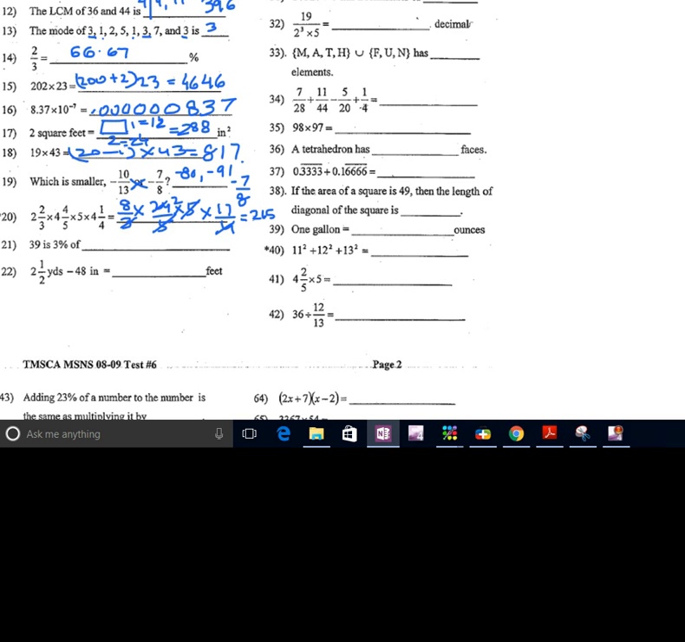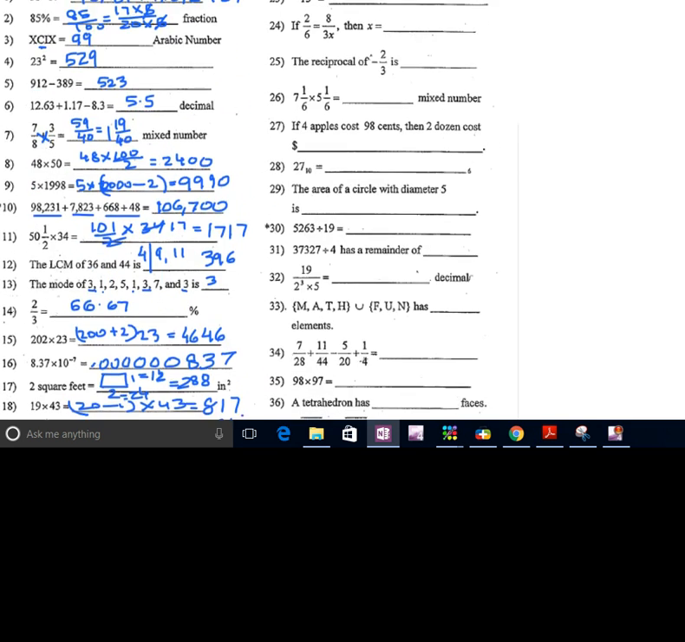39 is 3% of what? So basically this is nothing but 39 is equal to 3 by 100 of x, and you have to solve for x. So basically if we divide both sides by 3, we get 13 over here, and then we cross multiply. X times 1 is 13 times 100. So our answer is going to be 1300.